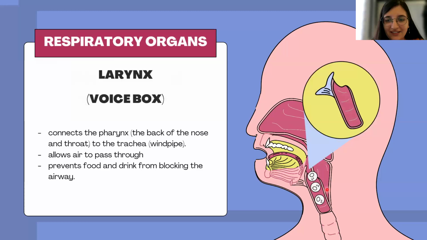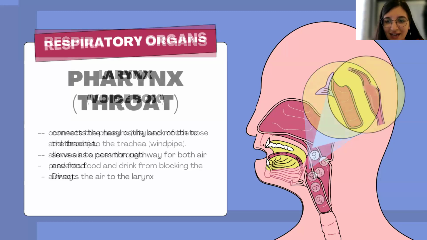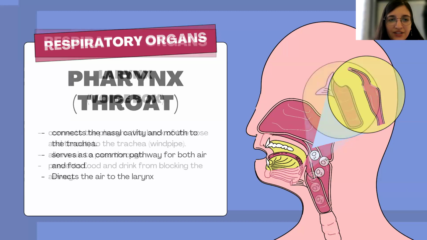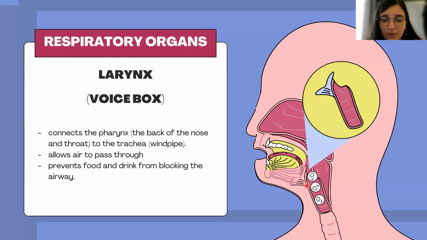Now let's look at the larynx. The larynx is here. So the pharynx is out here, and this is the larynx. And the larynx is very important because it's like a gate to the windpipe. Remember, it's also known as the voice box. So the larynx connects the pharynx to the trachea, and it allows air to pass through. But more importantly, it prevents food and drinks from going to the trachea, to the windpipe. So it ensures that the air goes in, but nothing else.